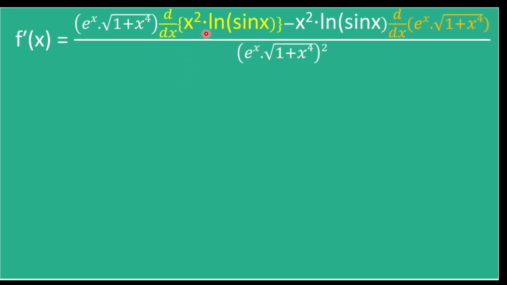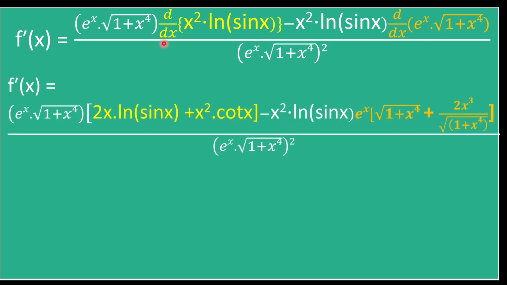So this is the main equation, and now we will put the value of this, and we will put the value of this. So the value of this is equal to 2x into ln sin x plus x^2 into cot x, and here we have the value of this equal to e^x into square root of 1 plus x^4 plus 2x^3 divided by square root of 1 plus x^4.